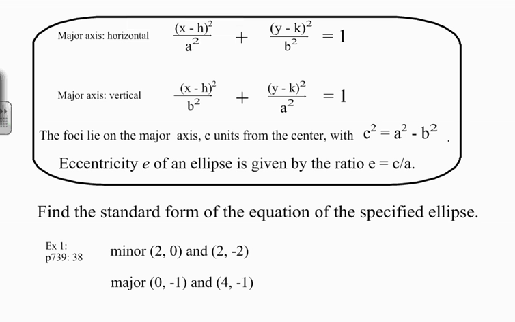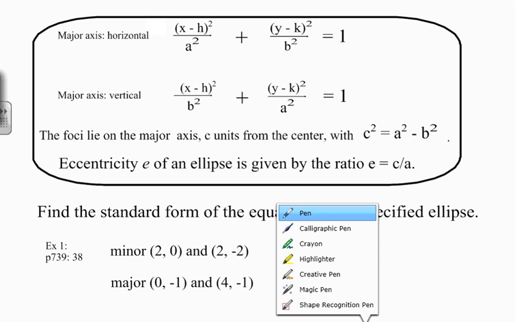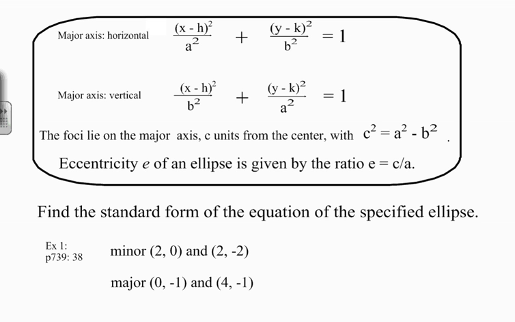All right, what we're going to do today is talk about some conic sections, and specifically we're going to talk about the ellipse today. And we're going to go through how to find the standard form of the equation of an ellipse. As you can see right here, standard form of the equation of an ellipse.